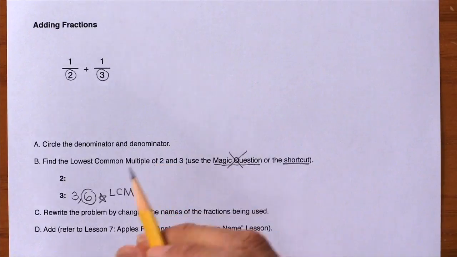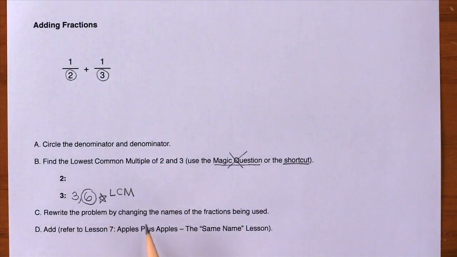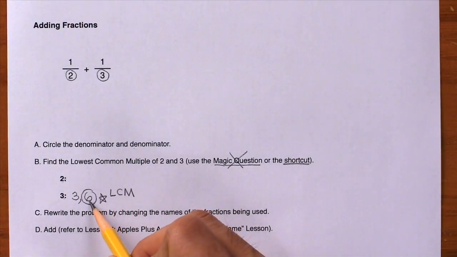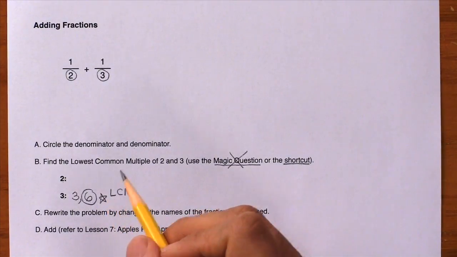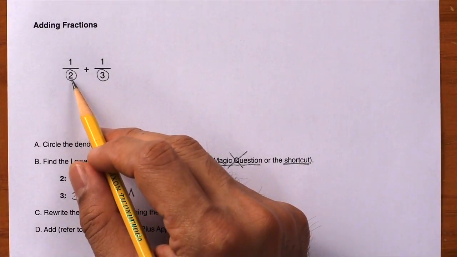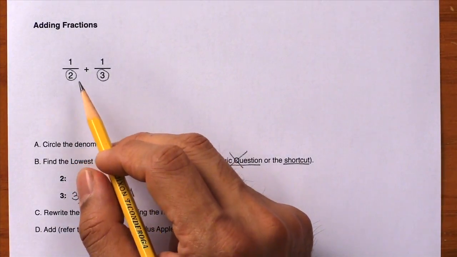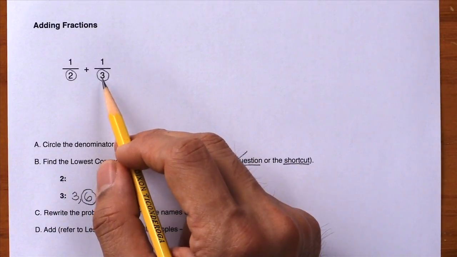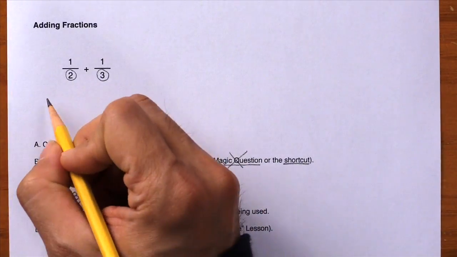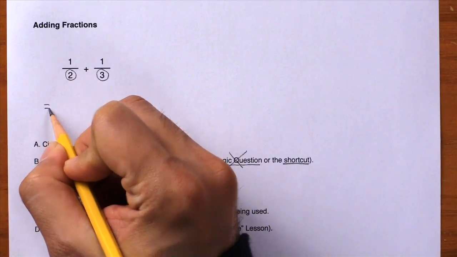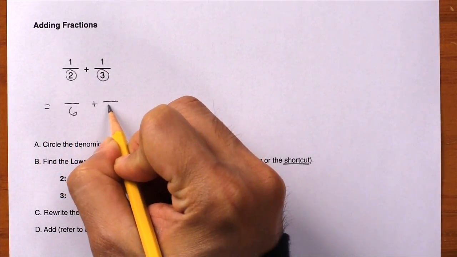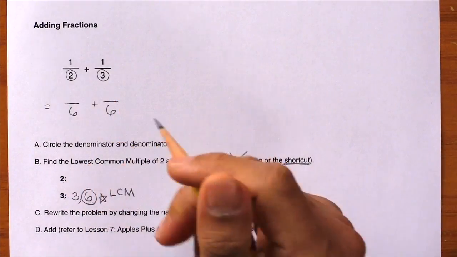Here's letter C. Rewrite the problem by changing the names of the fractions being used. And since 6 is our LCM, we're going to rewrite this fraction 1/2 plus 1/3. Instead of halves and thirds, we're going to use sixths, just like this. Go to the next line, write equals blank over 6 plus blank over 6.